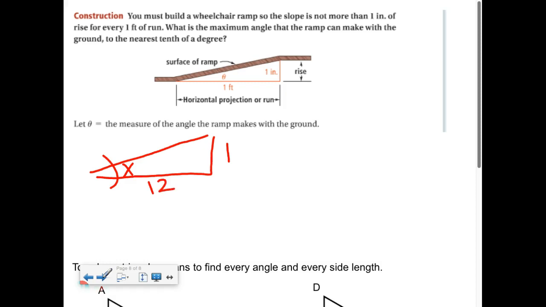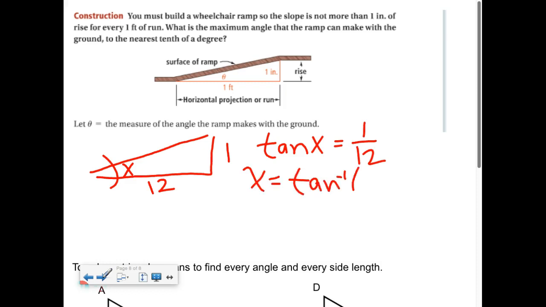Okay. So now we want to find the angle. Based off the two things that I gave you, we should use tangent, okay? So I'm going to say tangent of angle x that we don't know. Reminder, it's going to be opposite over adjacent. And so we're going to have 1 over 12. To help us, we're going to do inverse. Keep in mind it's going to be a rather small angle.